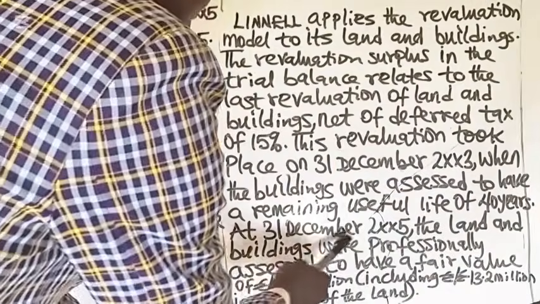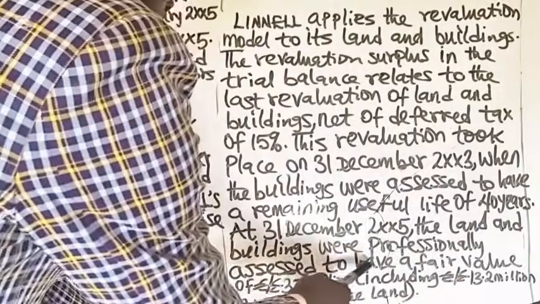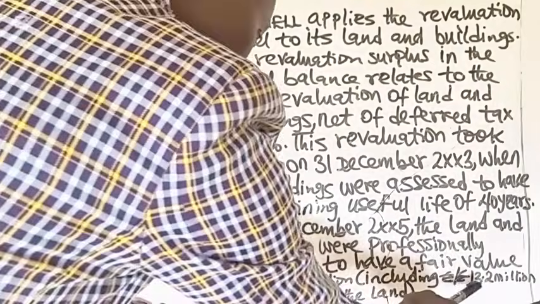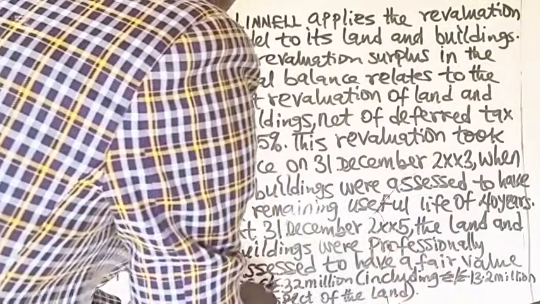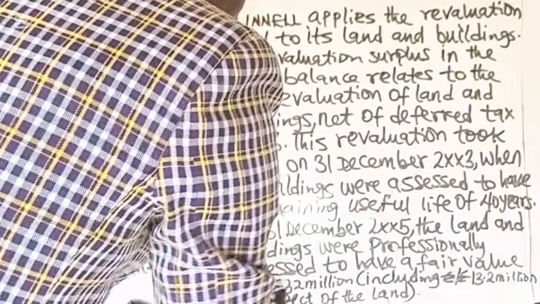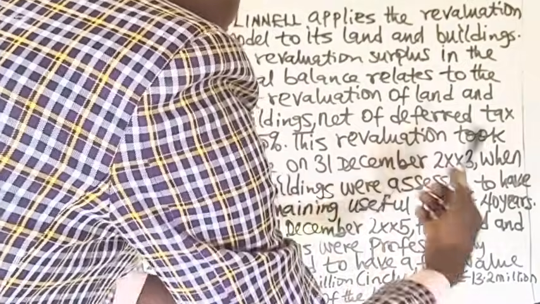So at 31st December 2005, the land and buildings were professionally assessed to have a fair value of 32 million, including 13.2 million in respect of land. So the value of land and building is 32 million, but of which land is 13.2 million. If you now subtract 13.2 million from 32 million, the remaining one will be the value of building.